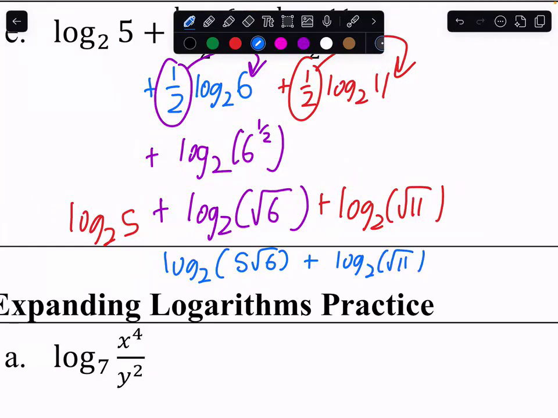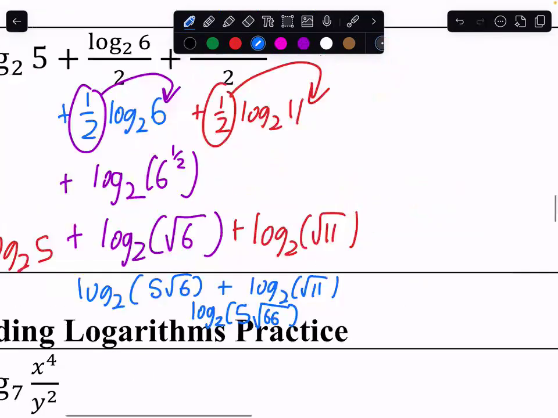And now we combine this and this by multiplying 5 radical 6 times radical 11. So the 5 has nothing in front to affect it, so it just stays a 5. And then radical 6 times radical 11, you just multiply the insides. So radical 66.